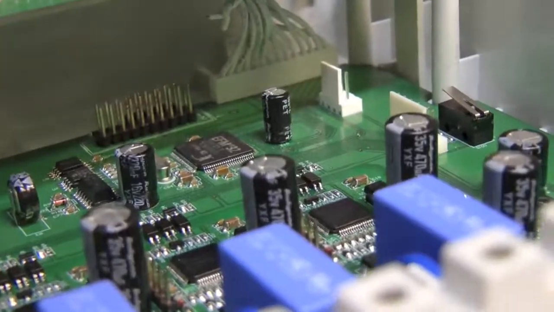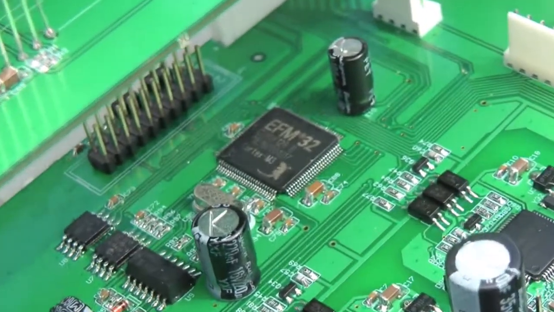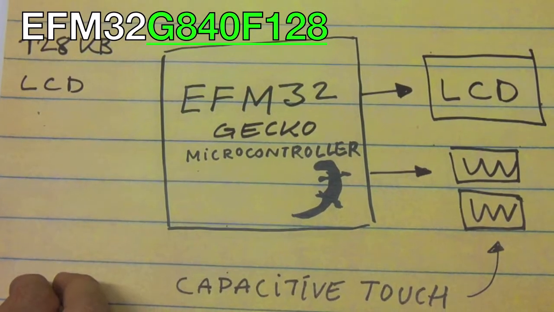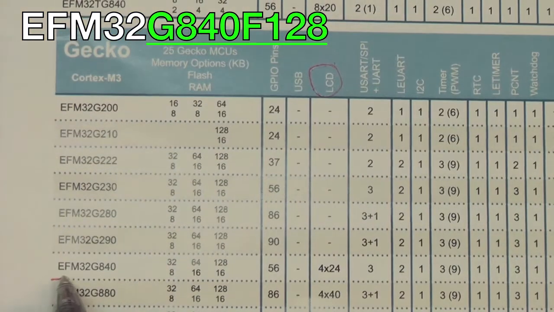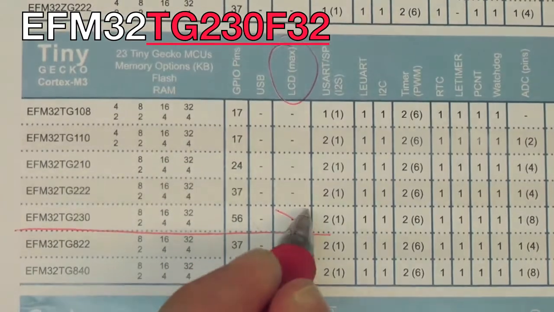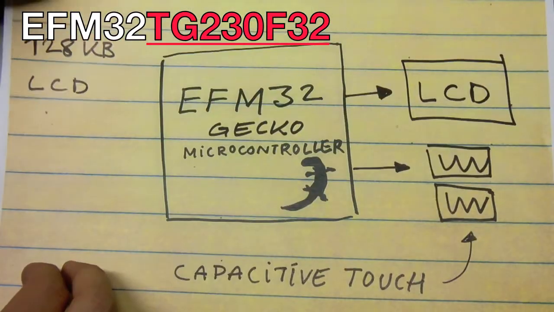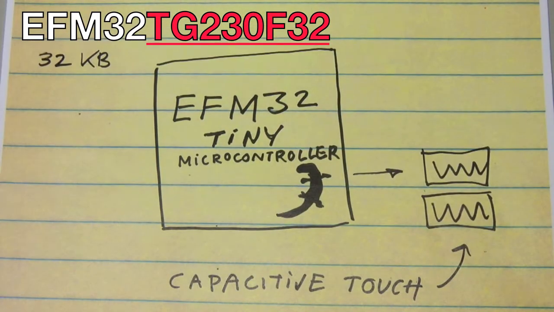Products like this include the EFM32 GA40 with 128 KB of flash memory and the low energy LCD controller. For their next product, they won't use an LCD and only need 32 KB of flash memory.